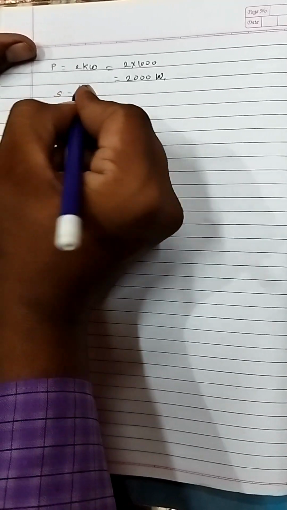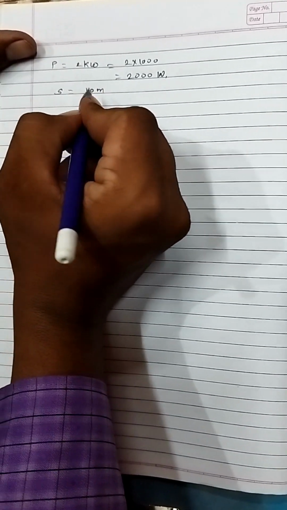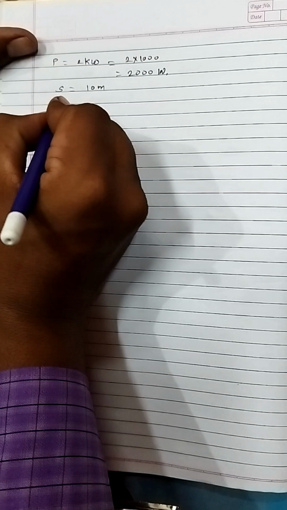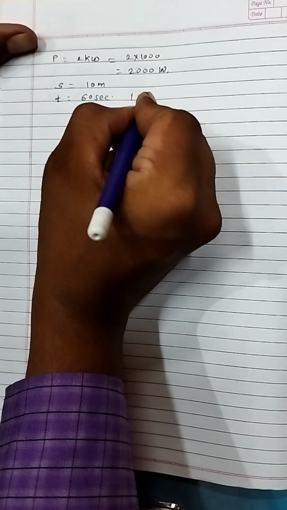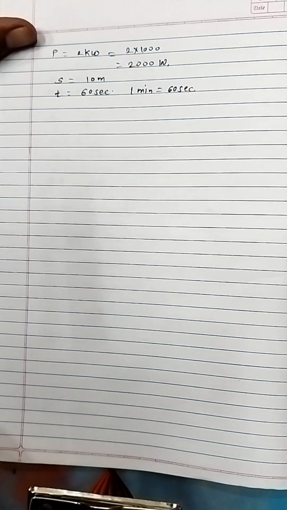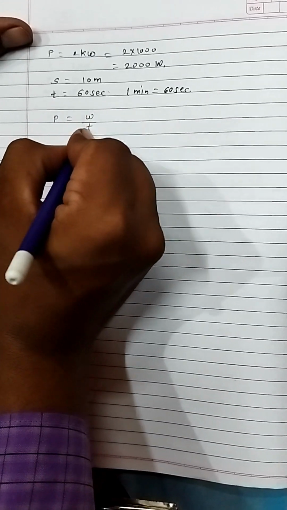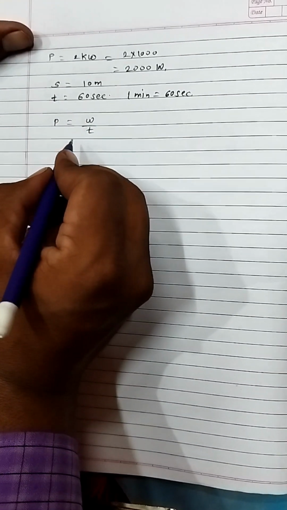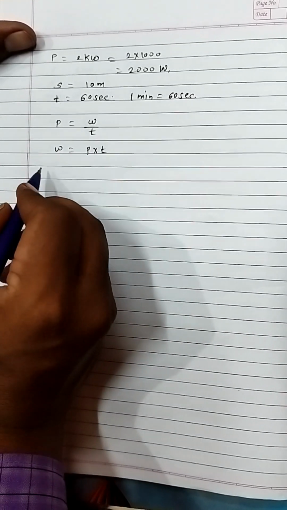Height means the distance is given to you, that is S is equal to 10 meter. And every minute means time is given to you, that is 60 seconds, because we know 1 minute is equal to 60 seconds. So now we know the formula. What is that? P is equal to W upon T. So now here we can consider W is equal to P into T.